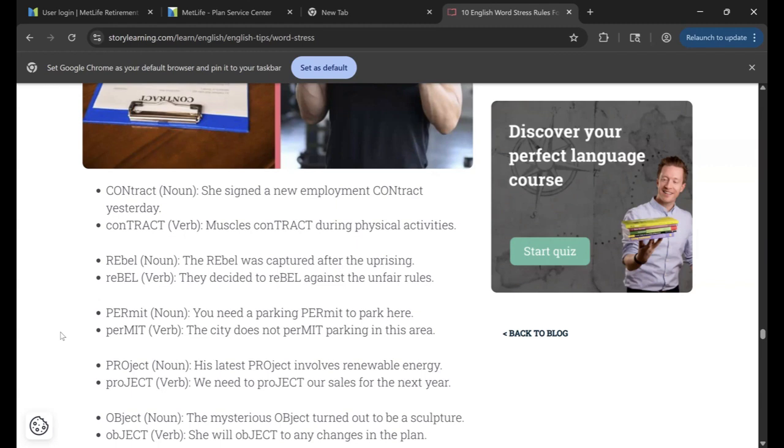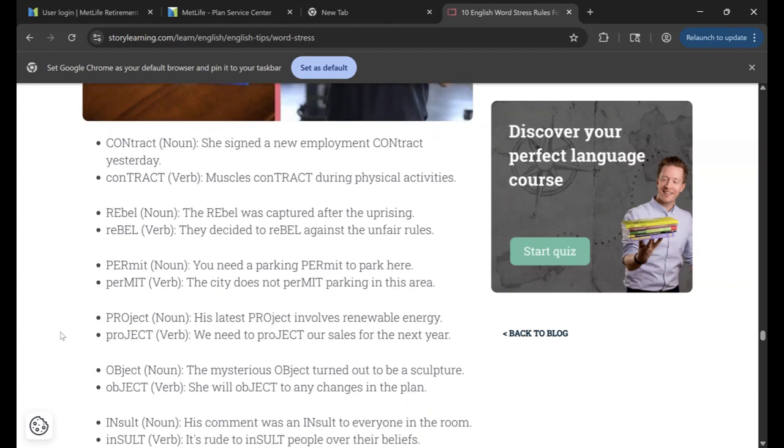Muscles contract during physical activities. Now you have to pay attention to the rules, okay? Physical activities. Okay, the next one, the next pair. Who can try to read the next pair?